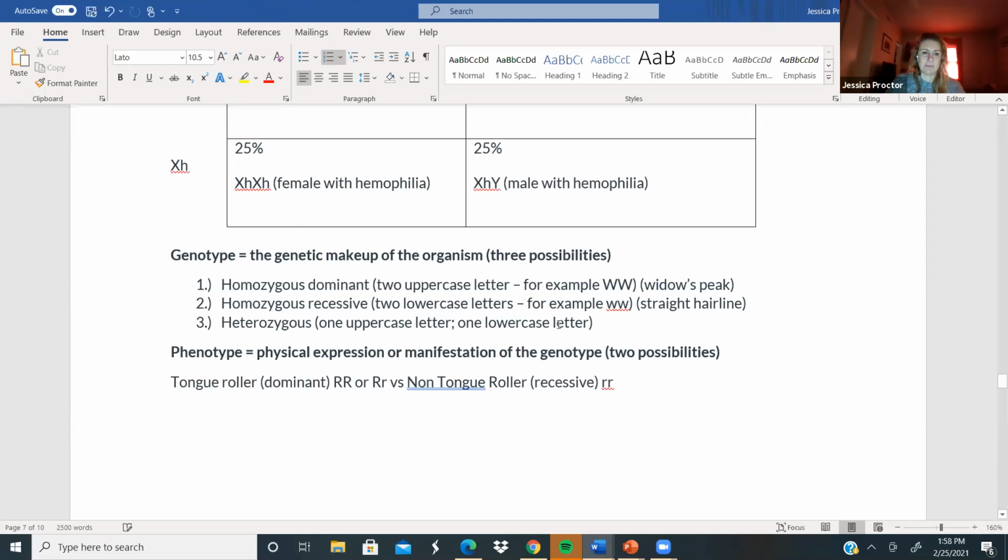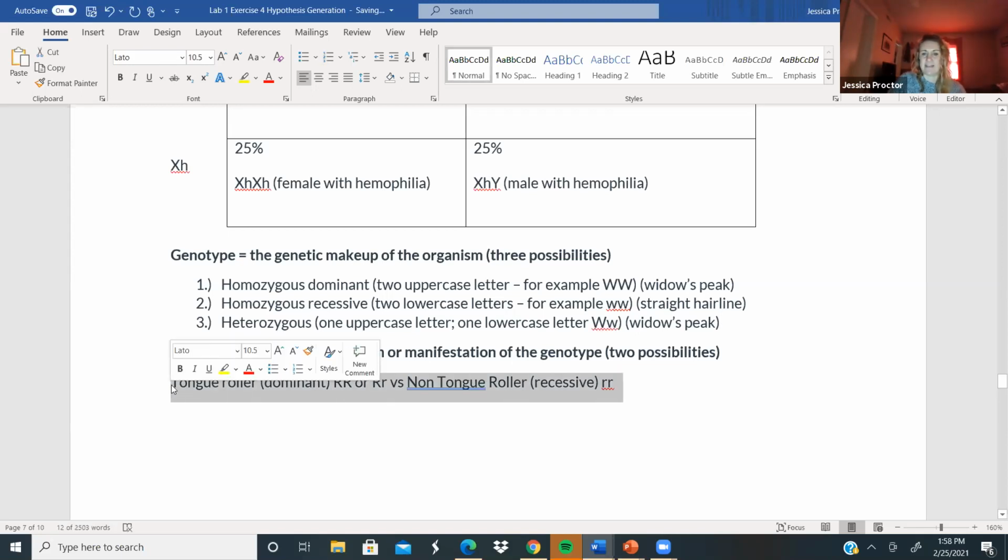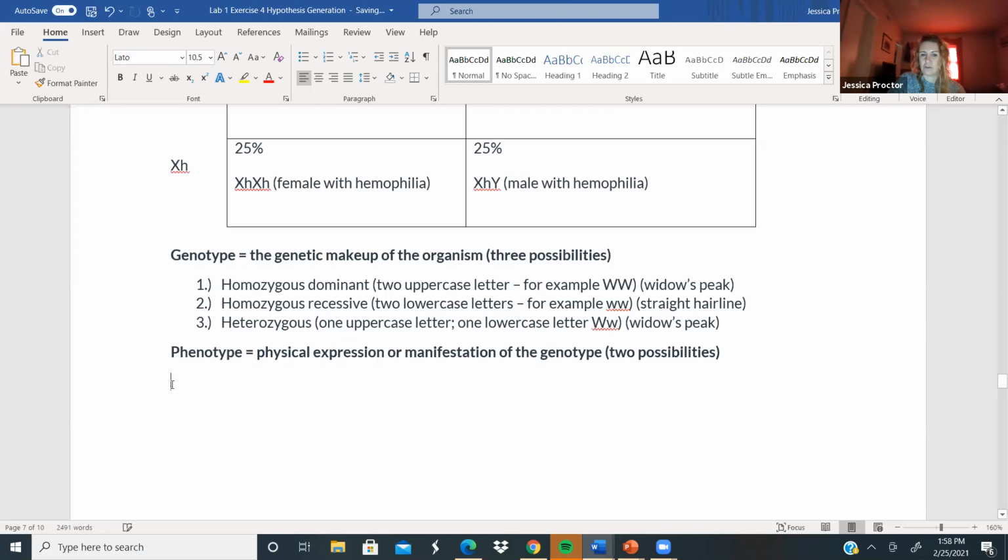And then the only other possibility as far as genotype, if you inherit a dominant allele from one of your parents and a recessive allele from the other, then you are heterozygous. But since the widow's peak is a dominant trait and there is at least one dominant allele, then this individual will have a widow's peak. Okay, and then for phenotype, remember phenotype is simply the physical expression or manifestation of that individual's genotype. So essentially, how does that person look? So we're just looking at widow's peak versus straight hairline.